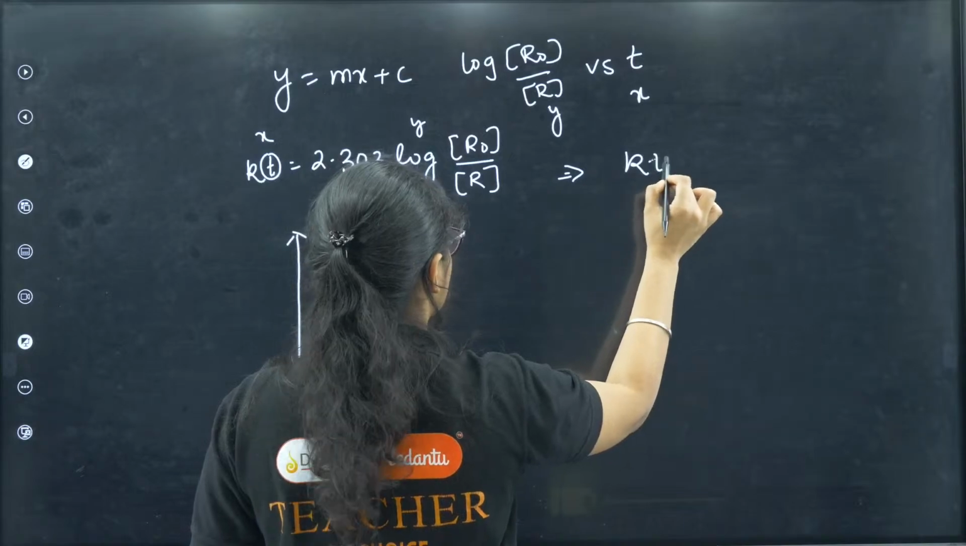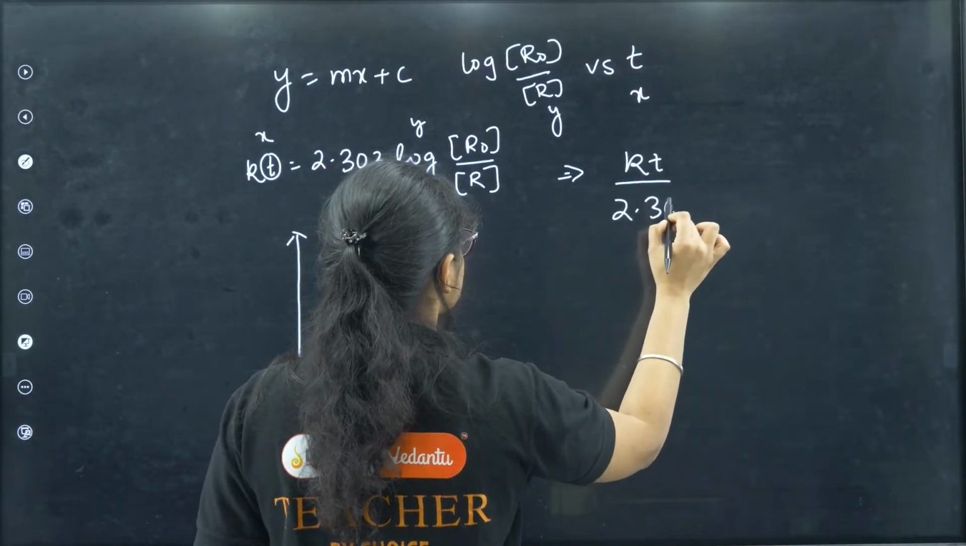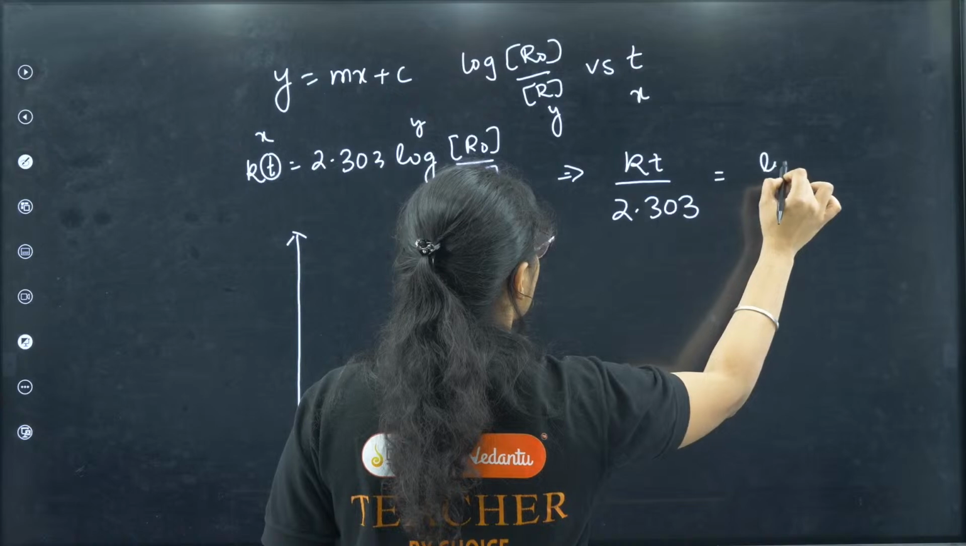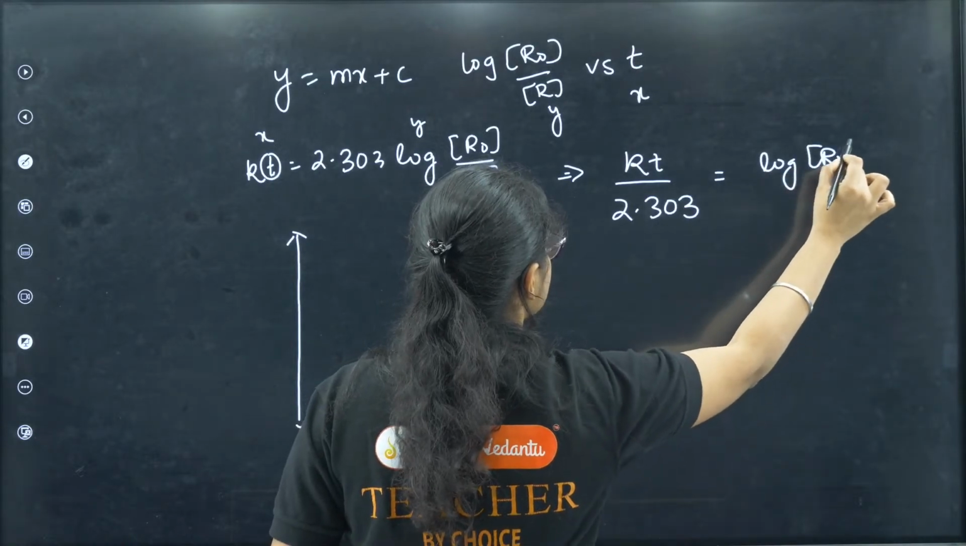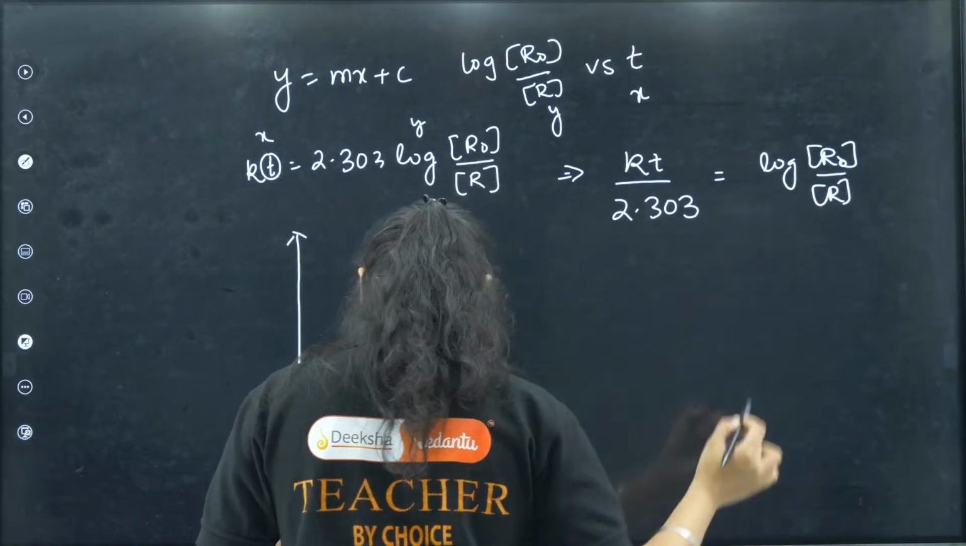So I can write kt by 2.303 is equal to log of r naught by r.